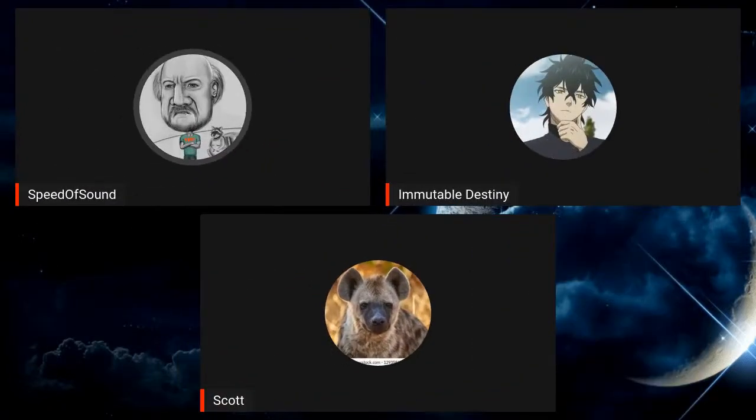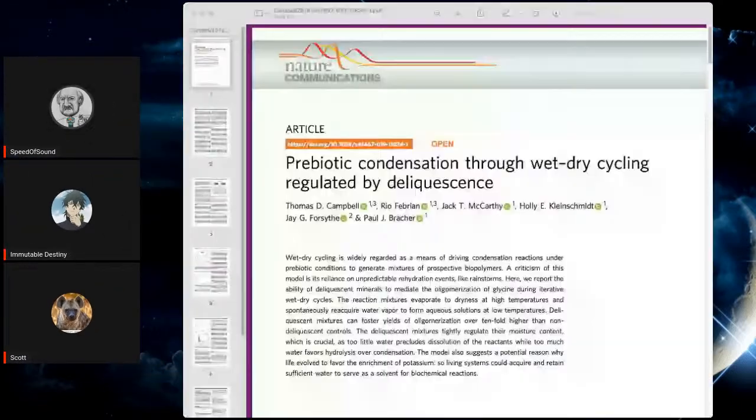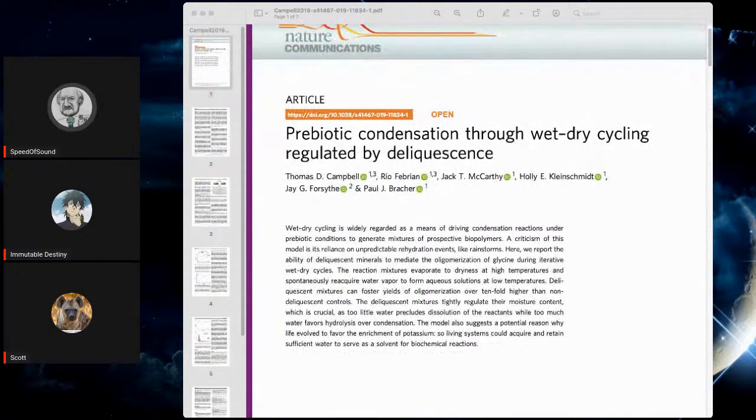So what else, guys? What other papers are interesting? We have Campbell, and Campbell was from Prebiotic Condensate. Oh, this is cool. Are you excited about these papers I'm showing? Doesn't sound like very much so. Prebiotic condensation through wet-dry cycling regulated by deliquescence. Deliquescence. I don't know what that word means.